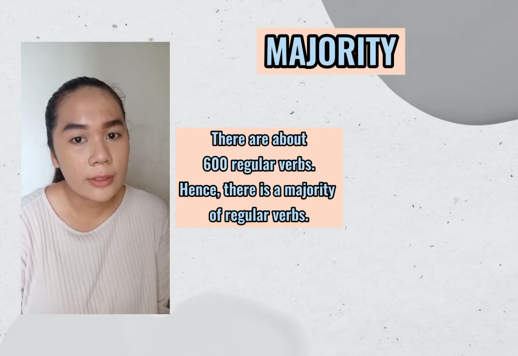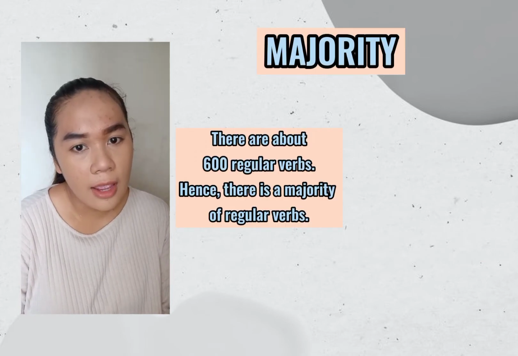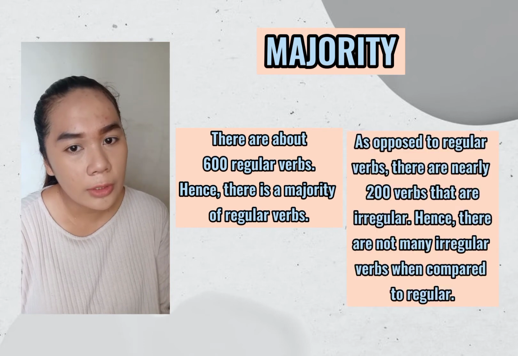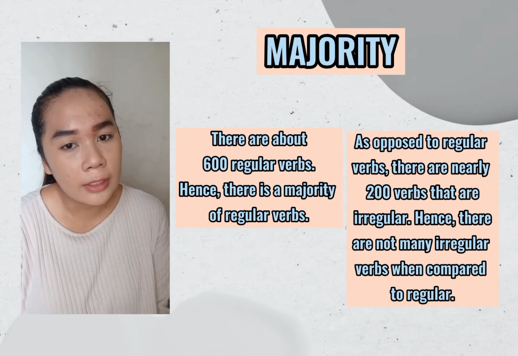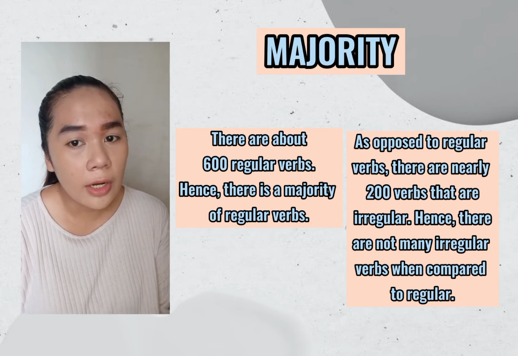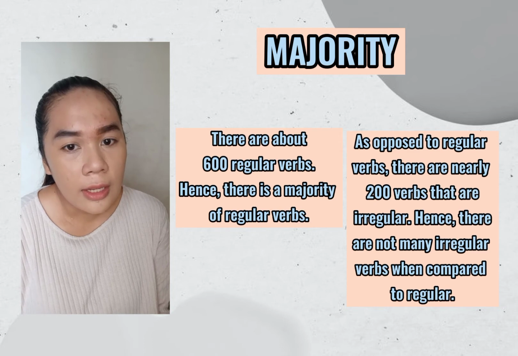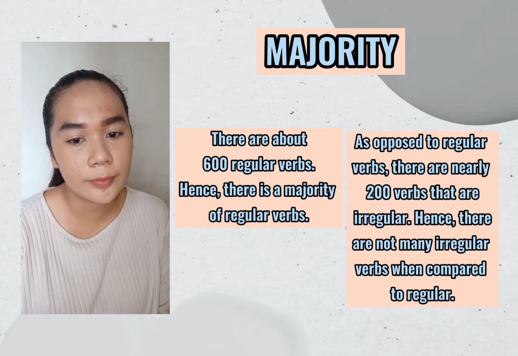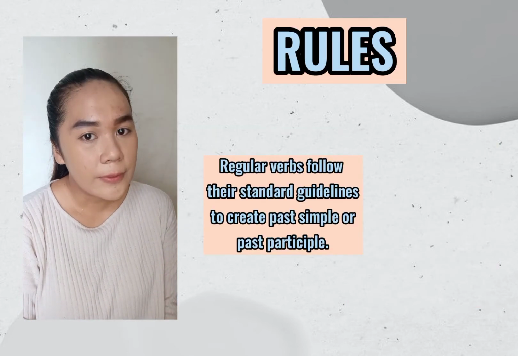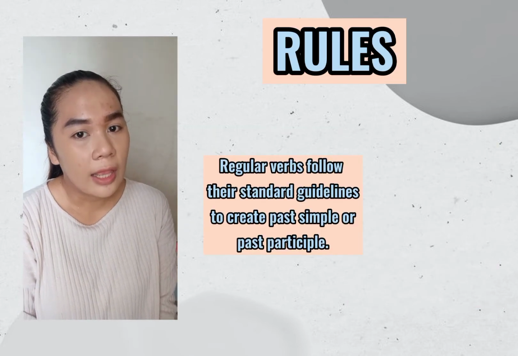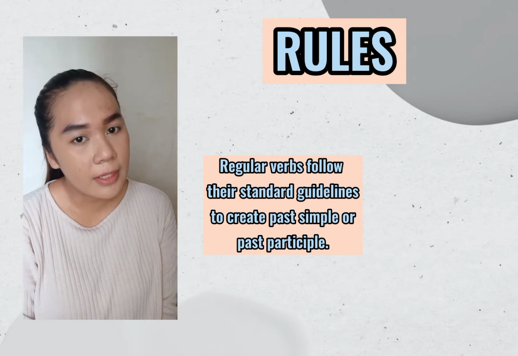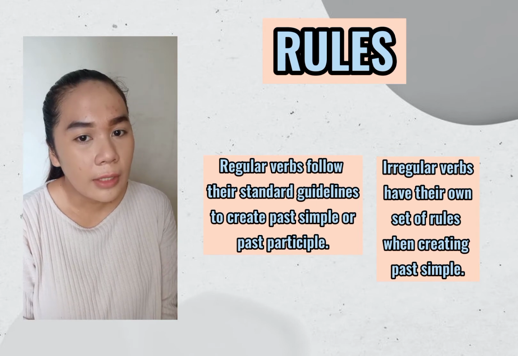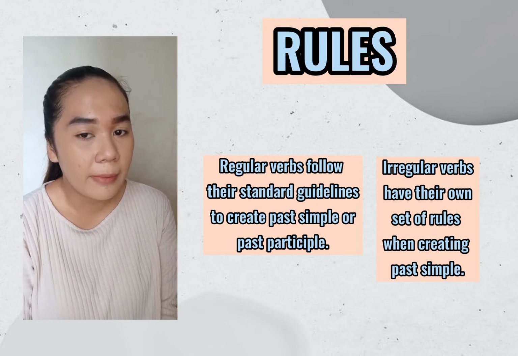There are about 600 regular verbs, hence the majority of verbs are regular. As opposed to regular verbs, there are nearly 200 verbs that are irregular. Hence, there are not many irregular verbs when compared to regular ones. Regular verbs follow a standard rule to create the past simple or past participle. Irregular verbs have their own set of rules when creating the past simple.